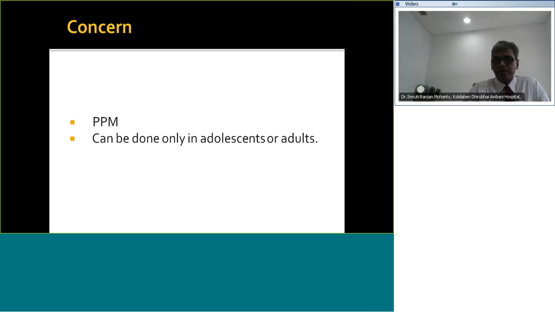Now, what is the concern in this? Can we use this prosthesis in all the babies? No, because there can be a patient prosthesis mismatch (PPM). So this cannot be done in neonates. It cannot be done in infants. It cannot be done in younger babies. Rather, it can be done only in adolescents or adults, where one can go ahead and use an adult size aorta, which is at least 14 to 16, depending upon the body surface area.